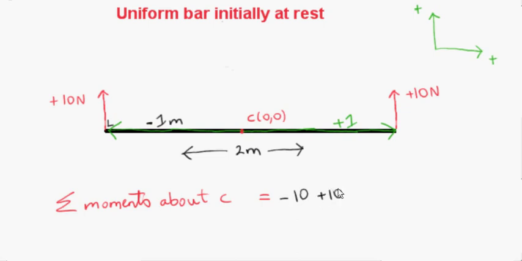Now, so we have the moments of the two forces. We need to sum them, and if we sum them we get 0 Newton meters. So that's not too surprising. The sum of the moments of these two forces about the center of the bar is 0.